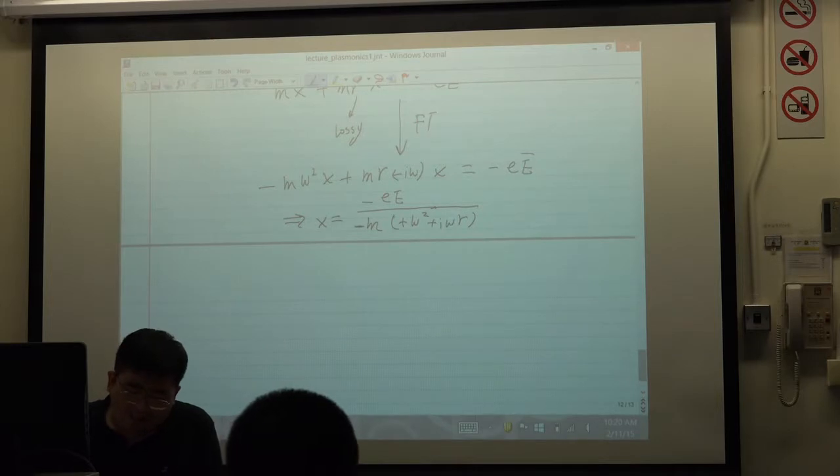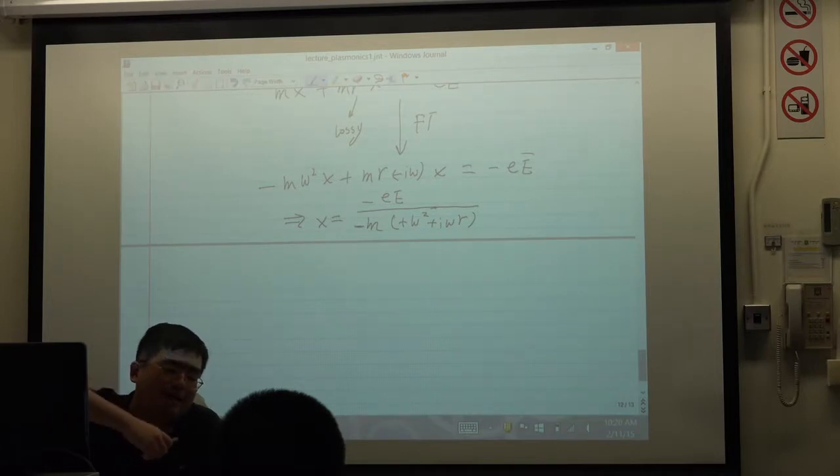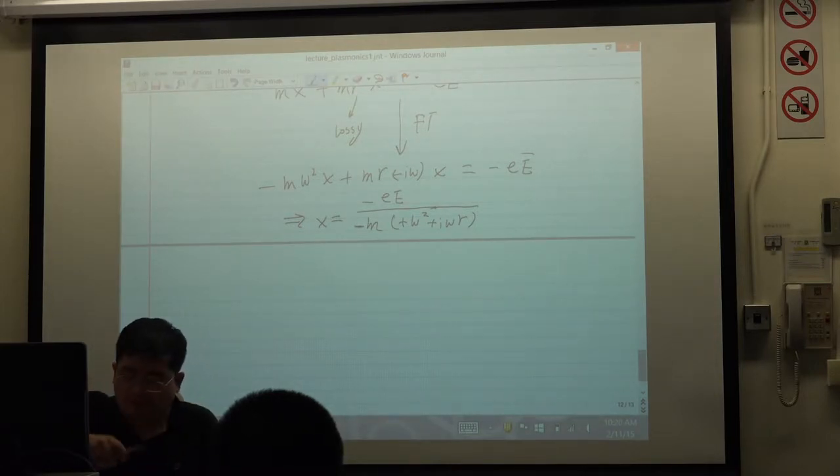What's the meaning of x? x is just the displacement, right? This is the motion of the electron. It has a displacement, and this displacement is caused by the driving force, the electromagnetic field.